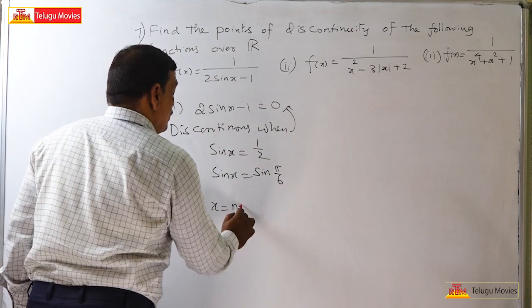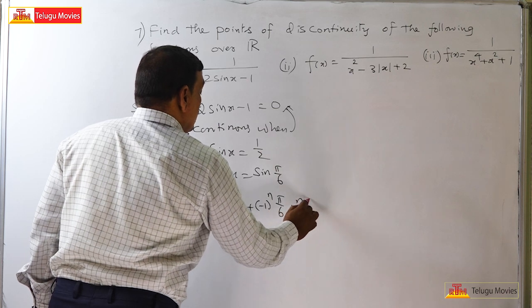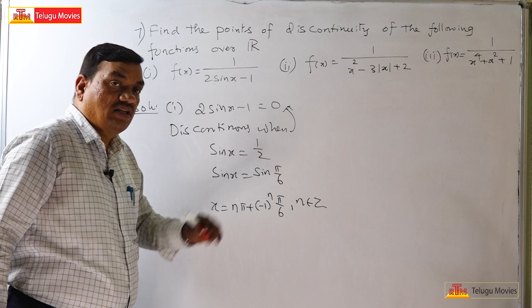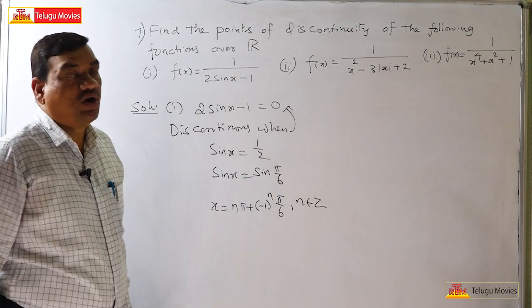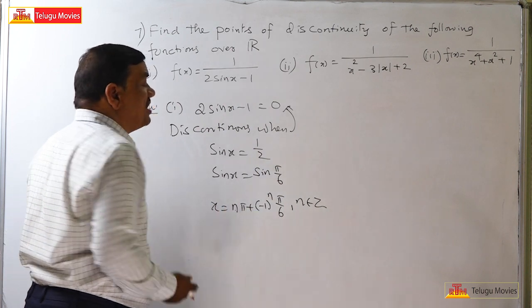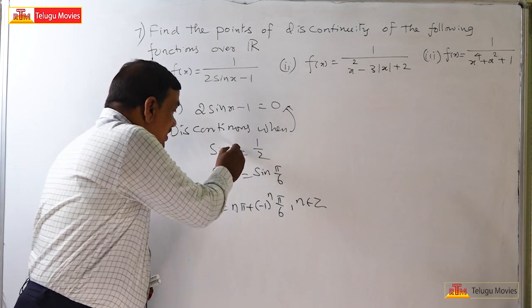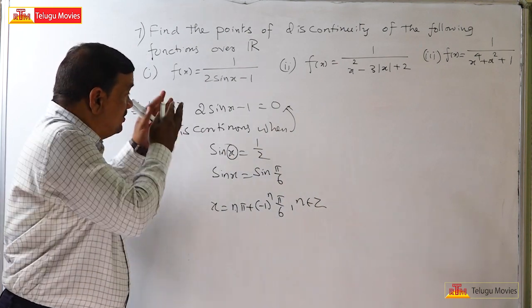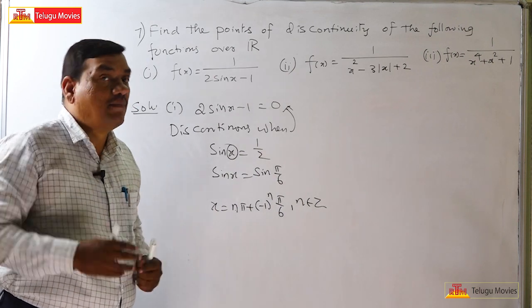Therefore, x is equal to nπ + (-1)^n π/6. These are the points of discontinuity. So you have an infinite number of discontinuities. Why? Because you will get an infinite number of values. So sin x = 1/2 means here x takes an infinite number of values. That's why this function will be discontinuous at an infinite number of points.